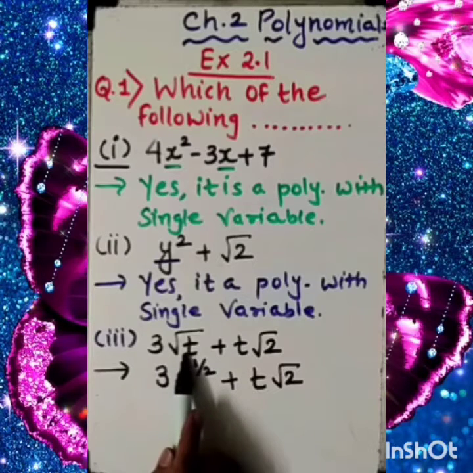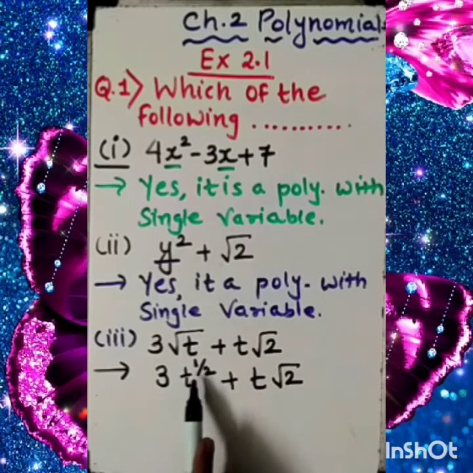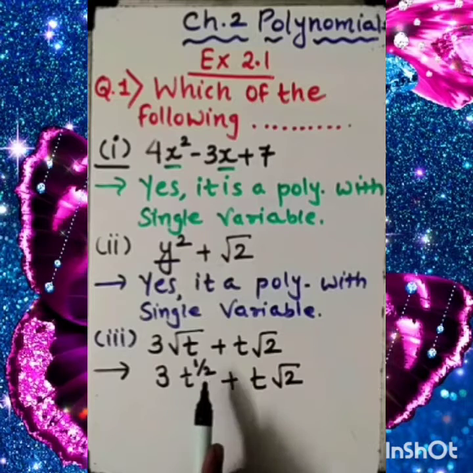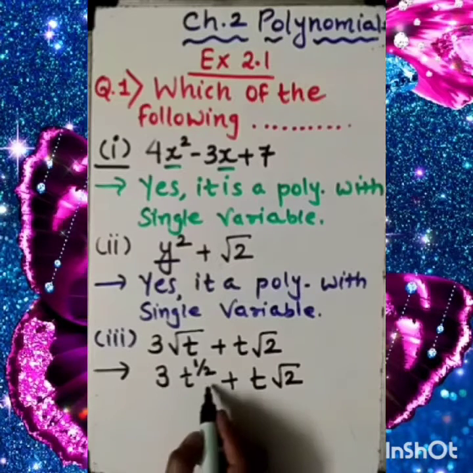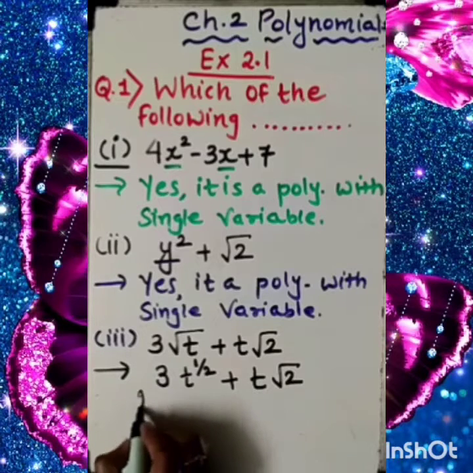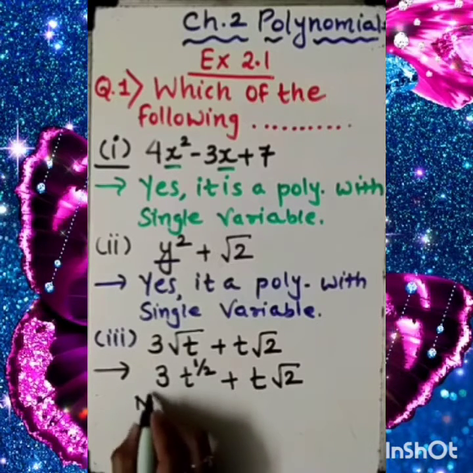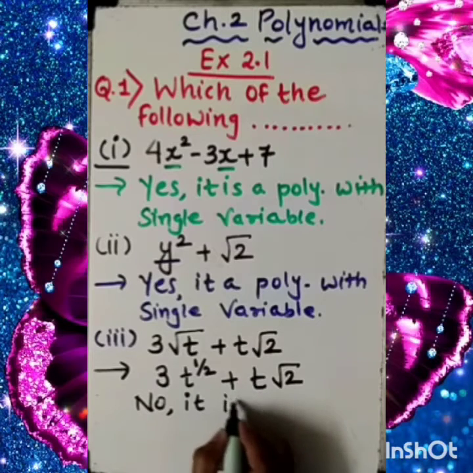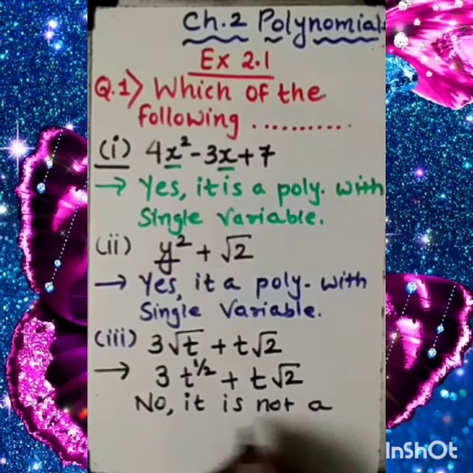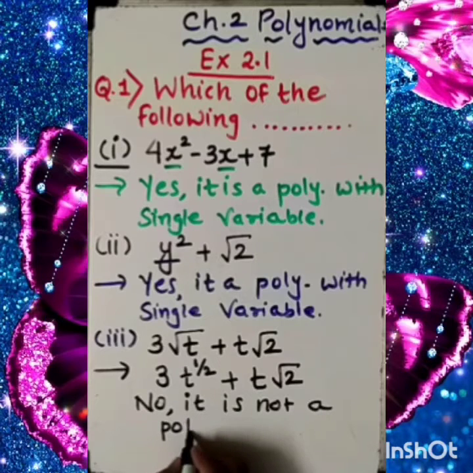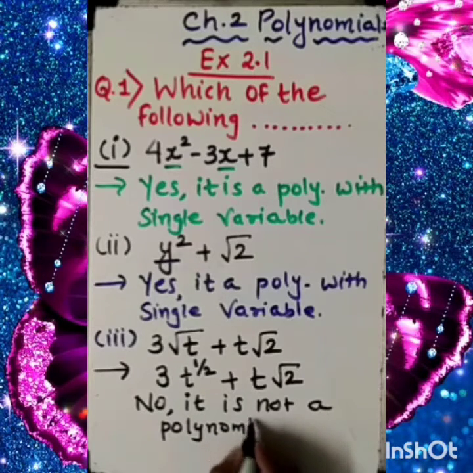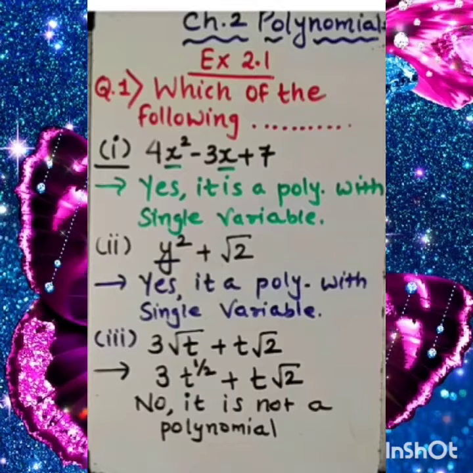What about the other t? Here t is under root. Under root indicates it has half power. Whenever it is a half power, it's not allowed. It can't be a polynomial. So we need to write no, it is not a polynomial. Please mention no, it is not a polynomial. It has a single variable, yes, but the power must not be negative. Power should be a whole number.